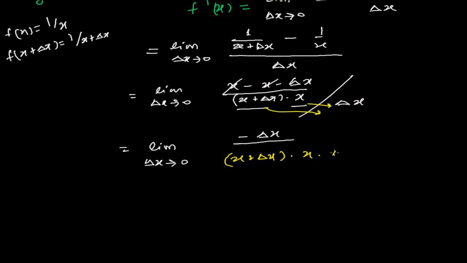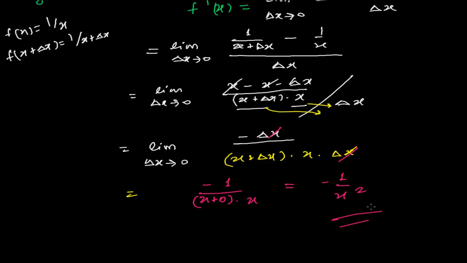and times this delta x, right? Now I can easily plug in the value of the limit, so let me cut this first and then I'll plug the value. Alright, so delta x and delta x will cancel out, and I'm going to plug the value, so I'll get minus 1 over x plus 0 times this x, that is actually finally minus 1 over x square.